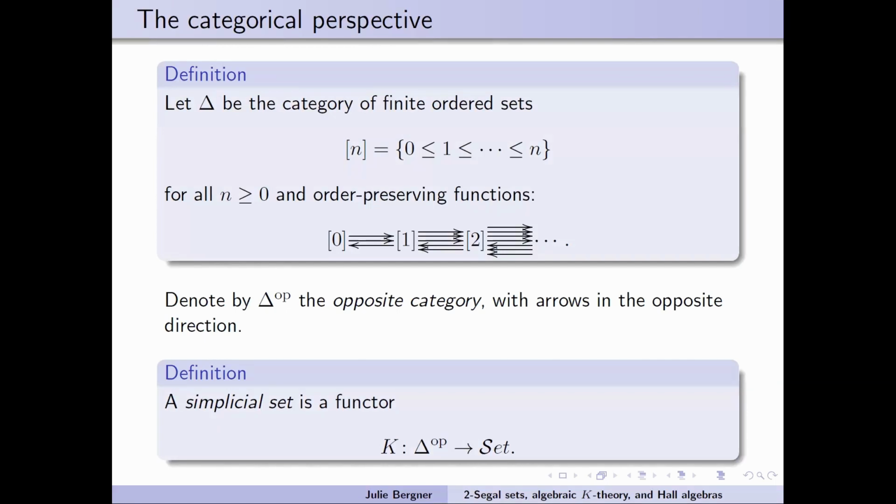And if you're looking, again, it's probably hard for you to see the direction of the arrows. These are the reverse of the ones that we just saw. So we denote by Delta op the opposite category. So we have the same objects, we just formally reverse the direction of the arrows. And then we say that a simplicial set is a functor from this opposite category into the category of sets.